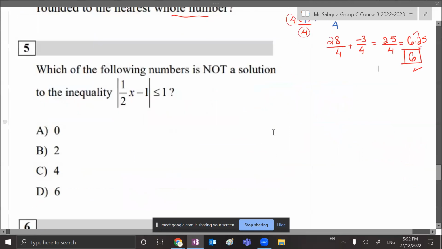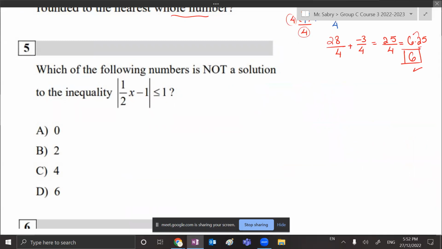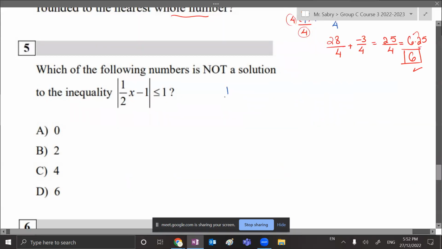Right, moving on to number 5. This is an absolute inequality. And we said whenever we have an absolute inequality, in order to remove the absolute sign, I'll just write it now as half x minus 1 without any absolutes, as less than or equals to 1. And then I'll move the -1 to the other side. So I'll have half x less than or equals to 2. And then I'll move the half to the other side.